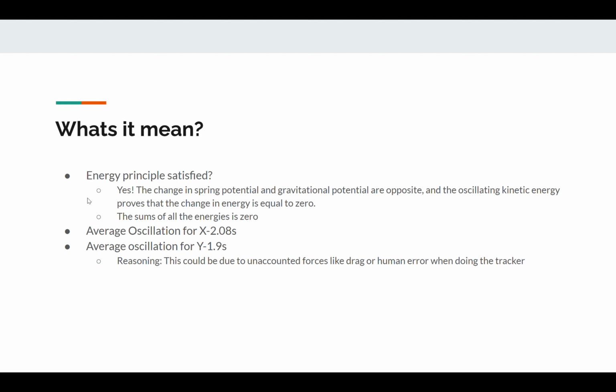What's it all mean? Was the energy principle satisfied? Yes, as I showed, it is, because we had the graphs where the change in energy is 0 and everything adds up to be 0 from all the other energies. The average oscillations for X was 2.08. The average oscillations for Y is 1.9. And this difference is due to unaccounted forces like drag or human error when I was doing the tracker.